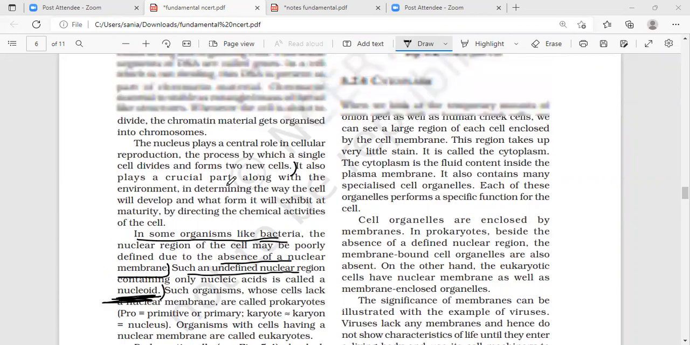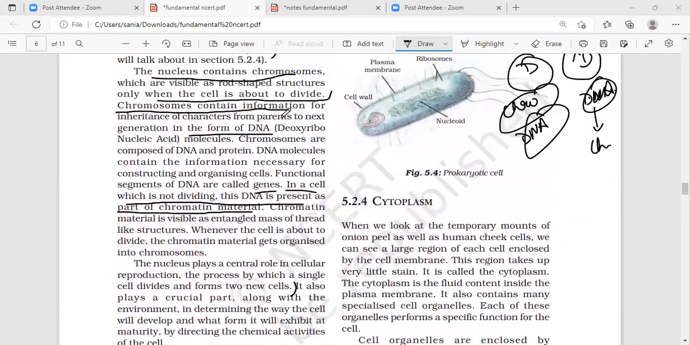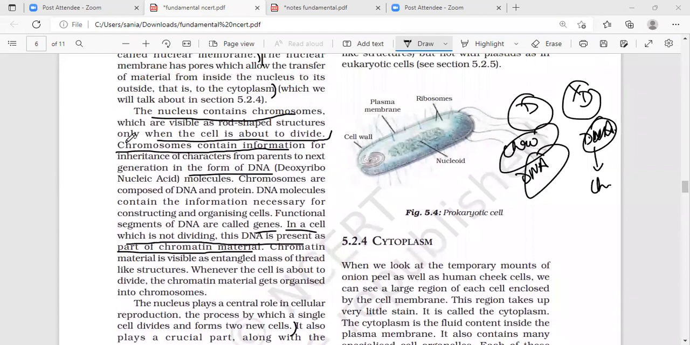Okay. Now see, students, we have to discuss very good points about chromosomes. So you will make a small box where you will be writing the things about chromosomes. First thing what you will write, chromosome. First point, chromosome contain information for the inheritance of character from parent to the next generation in the form of DNA. Okay, so basically this is the full form of DNA as well. So chromosomes, first thing is that they are rod shaped. So first point about chromosome, that they are rod shaped structure.